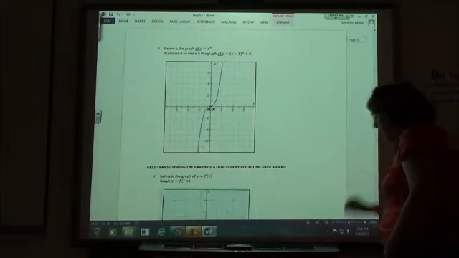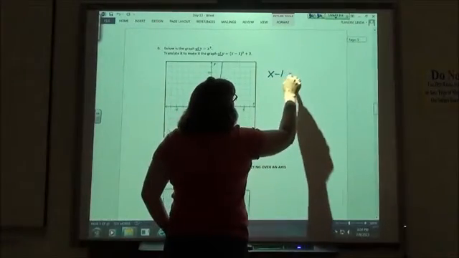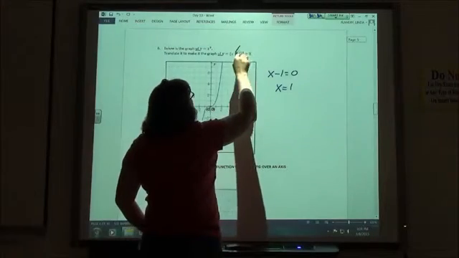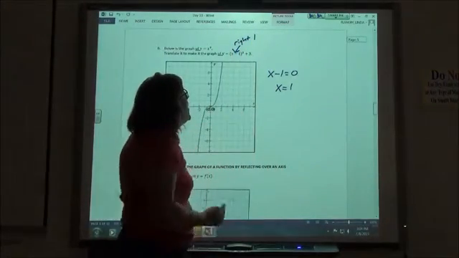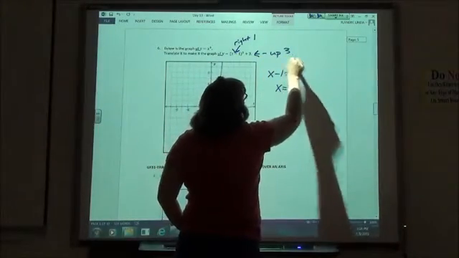Number 6, same kind of thing. If I'm looking at that here in with the x, x minus 1 would equal 0, so x would have to equal 1. This is actually going to move it to the right 1 then. Since it had a minus, it changes to a plus. And then this is going to stay, so it's going to go up 3.